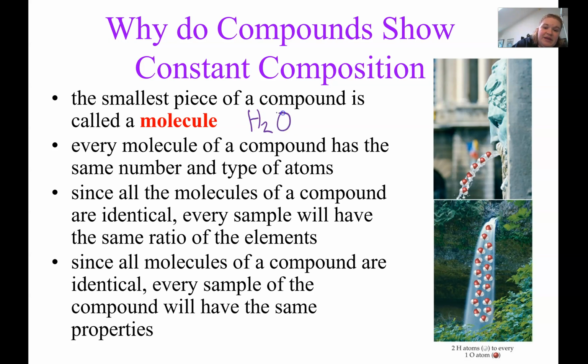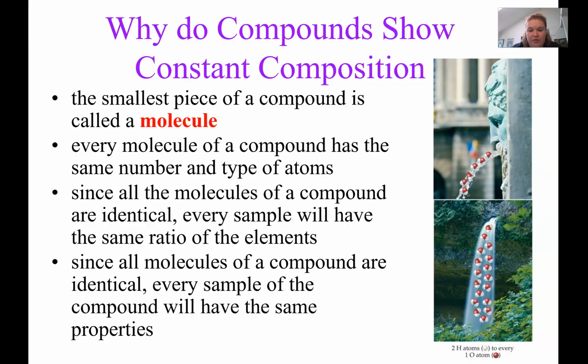Now that doesn't mean that H2O2 doesn't exist. It does. H2O2 is hydrogen peroxide. So when we add or remove elements, it's going to turn it into something else. And so now when we have that 2-to-2 ratio, it's going to have very different properties.